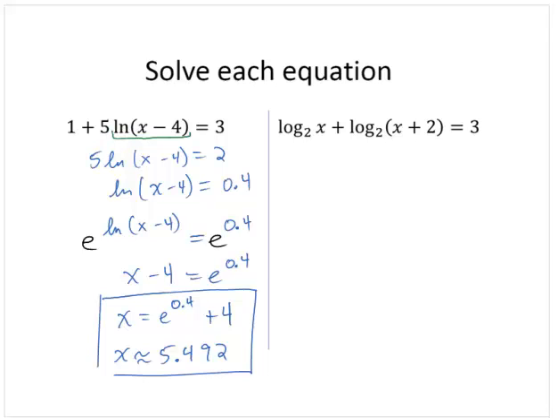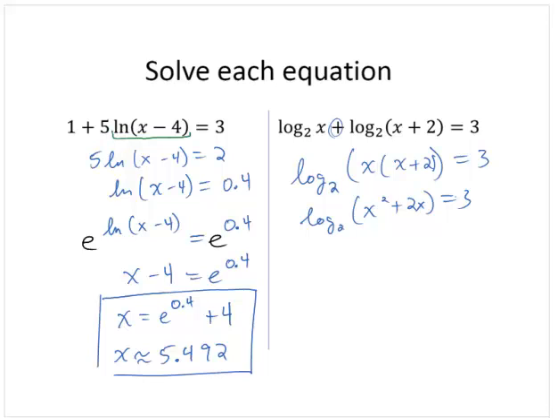The log base 2 of x plus the log base 2 of x plus 2 is equal to 3. So the first thing we're going to do here is to try and combine the two logarithms to a single logarithm using our properties. So since we have an addition of logarithms, I can write a single logarithm, same base, where I multiply the arguments of the two logarithms. So I'd have the log base 2 of x squared plus 2x equals 3.